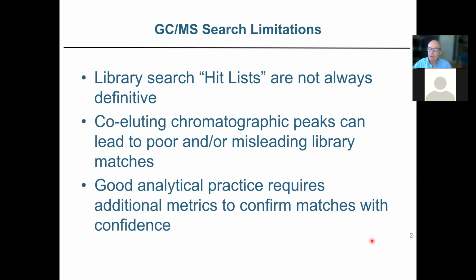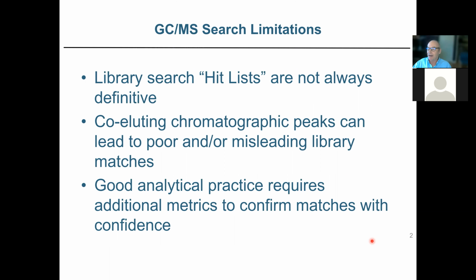There are a couple of issues with GCMS search that people don't necessarily talk about. The first one is that when you're trying to identify an unknown and you do a library search, you get a library search hit list, which is a list of potential compounds that come from the library match algorithms. These lists are not definitive. In other words, the top match in the list isn't necessarily the correct answer. A lot of times people just say, oh, the computer's telling me that's the top match, it must be the correct answer. Well, that's not true. In fact, a lot of times that's not true.